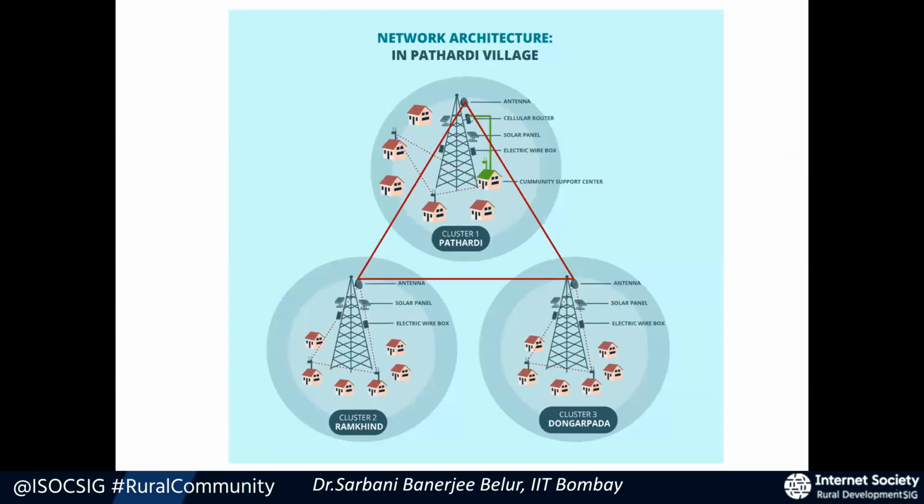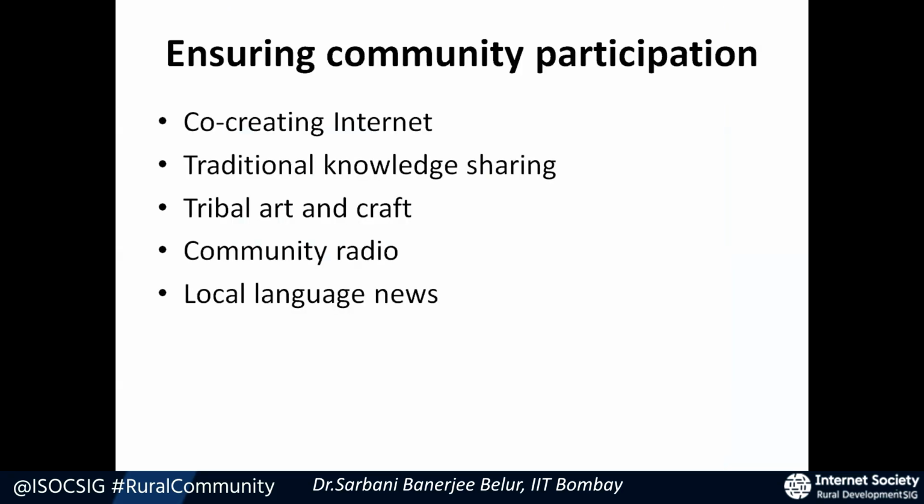Now this one is the recent community network that we have set up. This is the network architecture, wherein you will see that the connectivity is only at one location, which is enabled through the SIM card based cellular router. This is the community support center, and the rest of the network is an offline mesh network. And the three hamlets are talking to each other. So we need to work together to enable different types of network architecture.